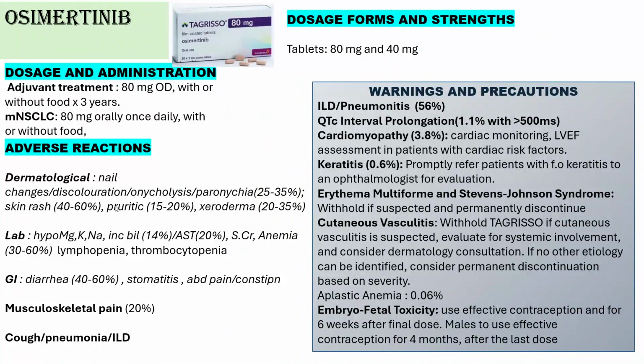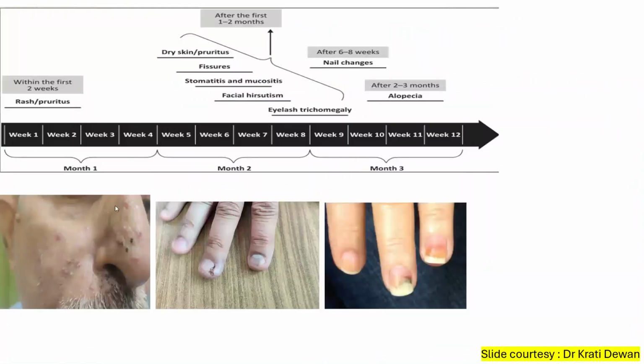Another toxicity is cutaneous vasculitis. We need to evaluate for systemic involvement and also consider dermatology consultation if you suspect rashes which are not typical of the normal rash and look like vasculitis. So these are the usual skin toxicities.